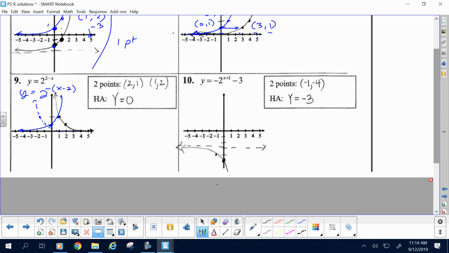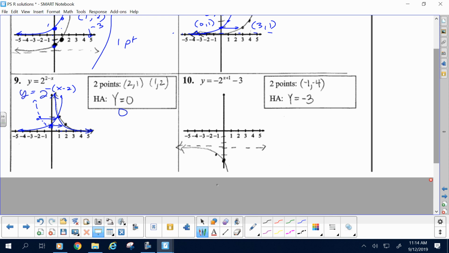Then what does the 2 do? Moves it right 2, and this point moves right 2, so your graph should look like that. The critical points are 2, 1, and 1, 2. The asymptote is still at y equals 0. Again, if you're just writing 0 for these asymptotes, you're going to be hurting because that is going to be wrong. Every asymptote is an equation.